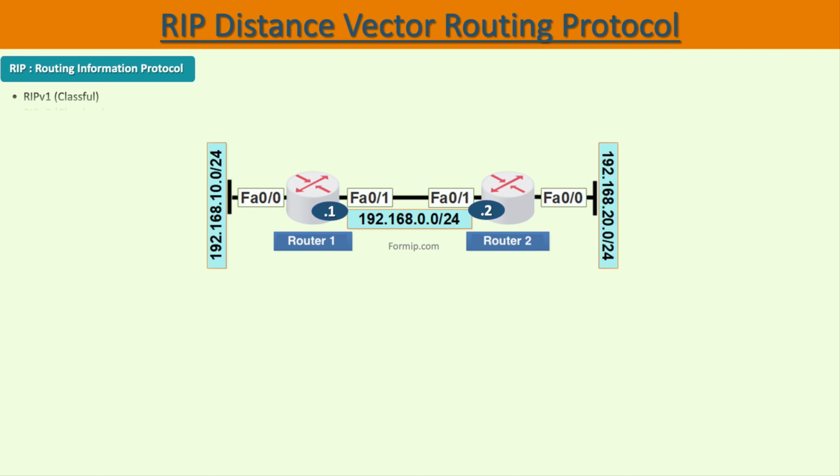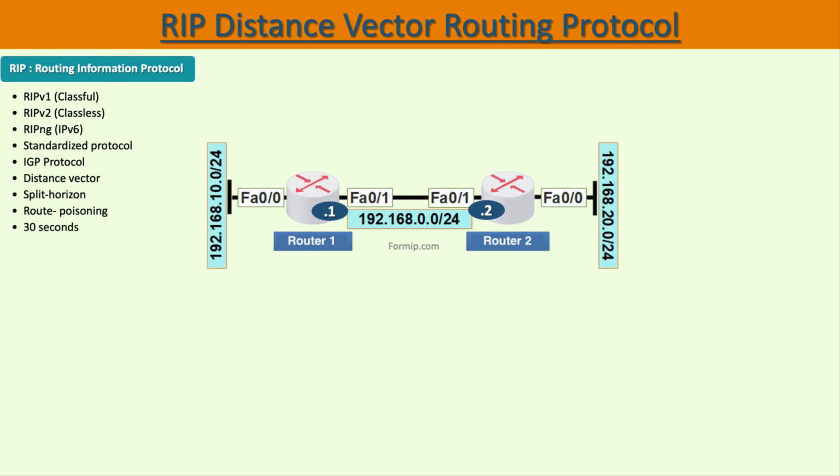and RIPng for IPv6. It is a standardized protocol that is part of the IGP protocols, i.e. internal routing. It sends its neighbor routers every 30 seconds its complete routing table using split horizon and route poisoning. The split horizon allows you to transmit to your neighbors only the networks that are not directly connected to it.